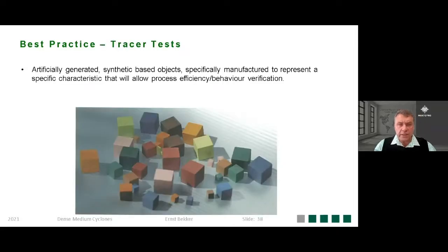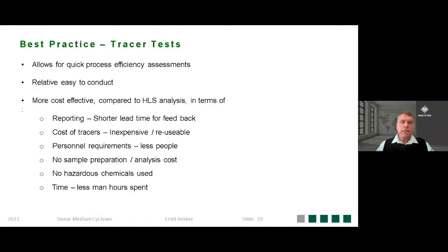Then on tracers. Now, when you can't sample around the cyclone with material, people use density tracers. A density tracer is just a synthetic type of material made to a specific density and a specific size, and that needs to represent the ore that the cyclone is processing. So it's a quick assessment for efficiency, quite easy to conduct, and as you see, it's quite cost effective. It saves time, it saves personnel requirements.